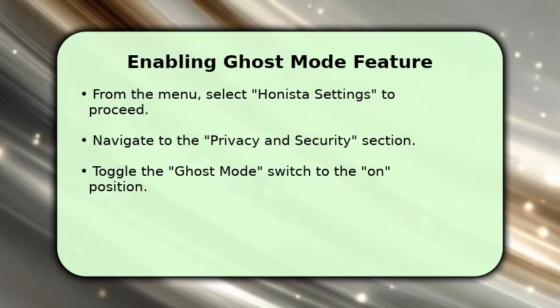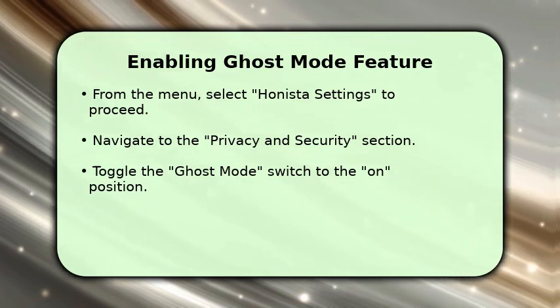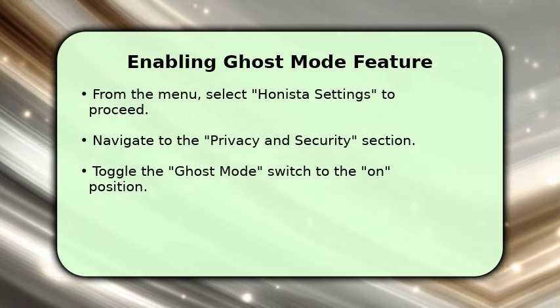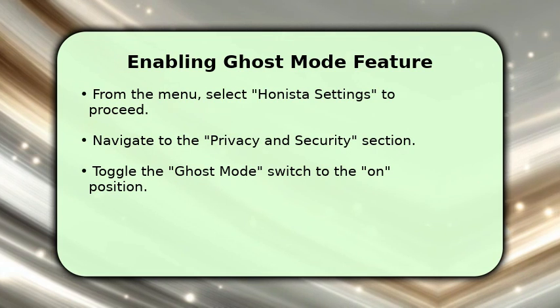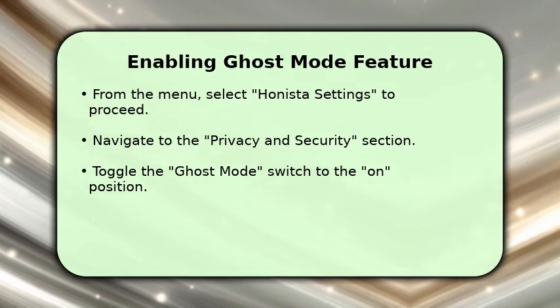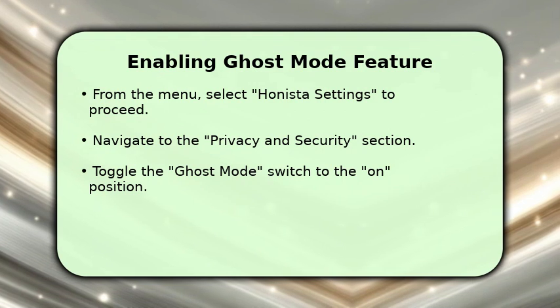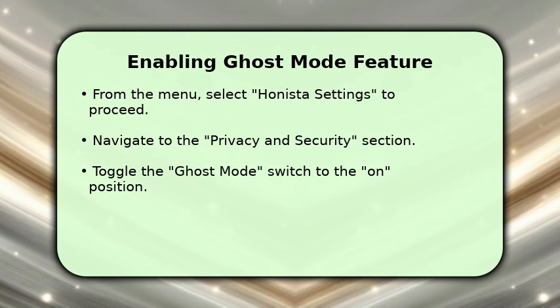Now that you're in the main menu, scroll down and find the option labeled Honista Settings. Tap on this to enter the app's specific configurations. Within the settings, you'll need to locate and select Privacy and Security. Inside this section, you will see various privacy options. Look for Ghost Mode and simply tap the toggle switch to turn it on.